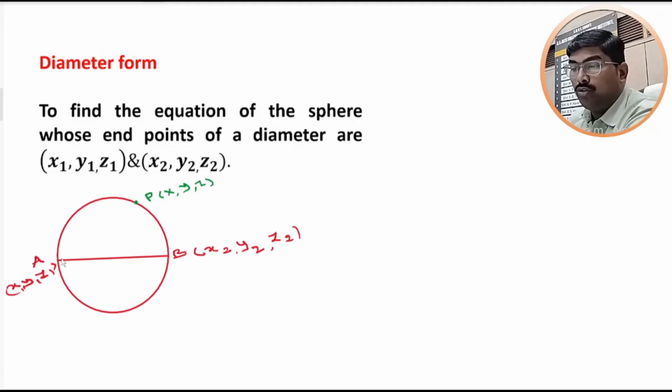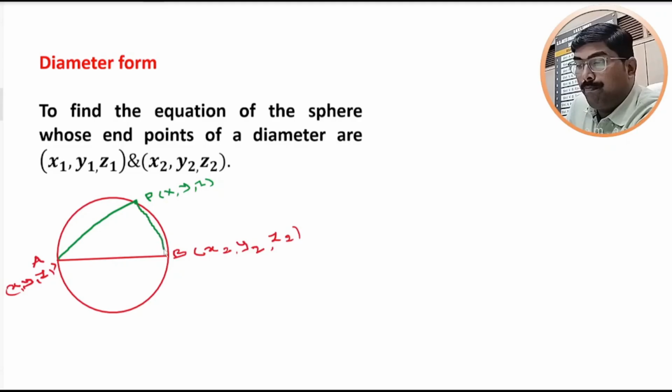Now we have to join AP and join PB. Then the angle APB is equal to 90 degrees as the angle in a semicircle, since AB is the diameter of the sphere.